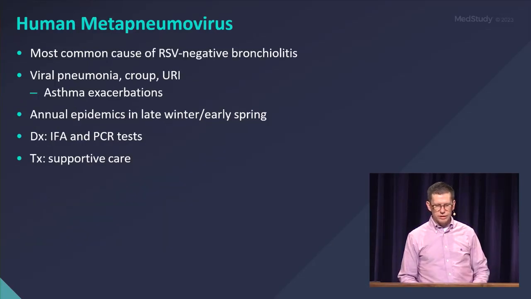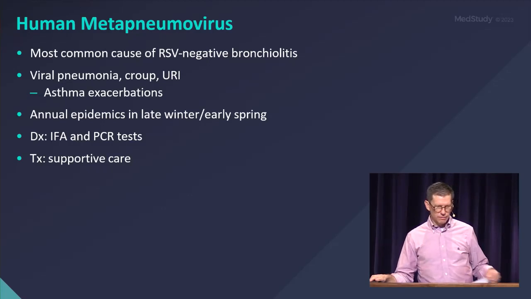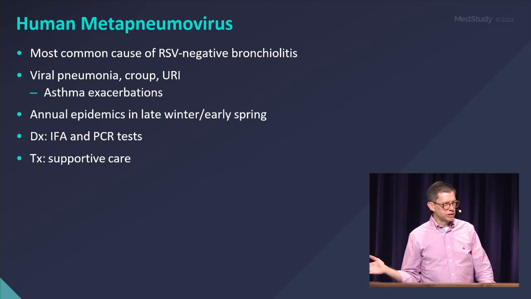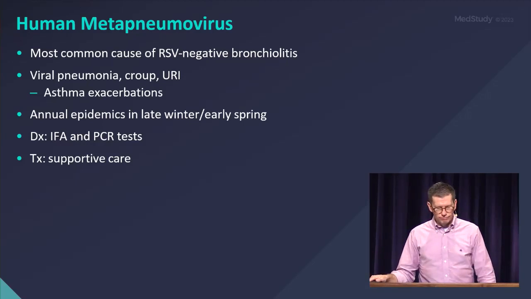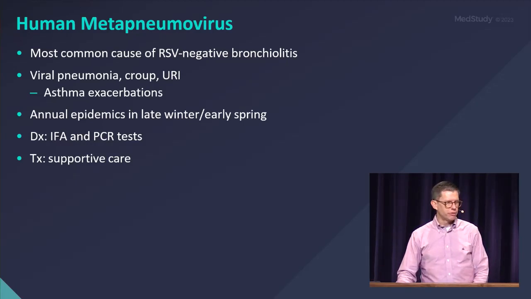Human metapneumovirus is the most common cause of RSV negative bronchiolitis. It can cause asthma exacerbations and even look like croup. Typically, we're going to have late winter, early spring versions of human metapneumovirus, so a little later in the winter season than you would see RSV, and a little bit later than you would see influenza. Typically, we'll diagnose this with PCR tests, but there's no direct therapy for human metapneumovirus.